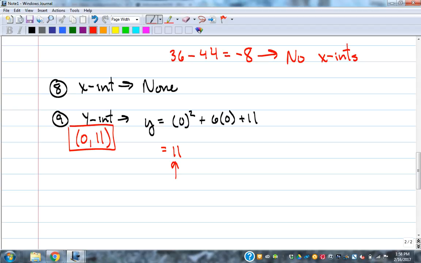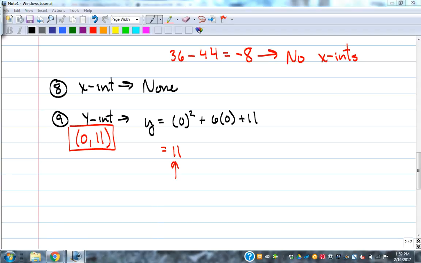If it's in standard form, the y-intercept is always going to be C. Never anything else. If it's in standard form. Okay? And if you look at that handout, most of the ones on that handout are in standard form. So you're going to get y-intercepts almost for free all the time. All right, finally, number 10 is graph this thing.